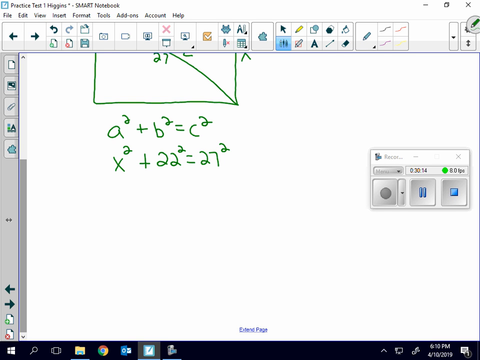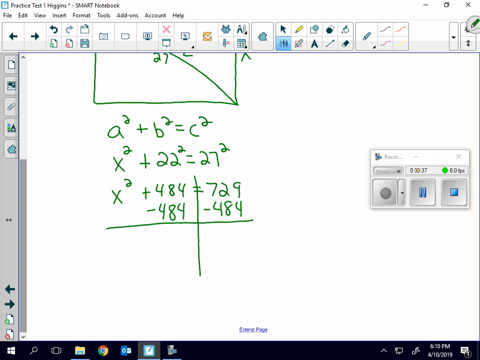Well, let's see. 22 squared is going to be 484. And 27 squared is 729. To solve for x, I need to get everything away from x, so I have to subtract this. And 729 minus 484 on my calculator comes to 245. And that's what x squared is. To find x, you know to take the square root of both sides, because the square root of x squared is just x.